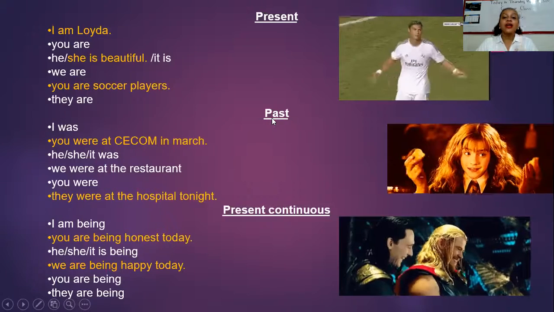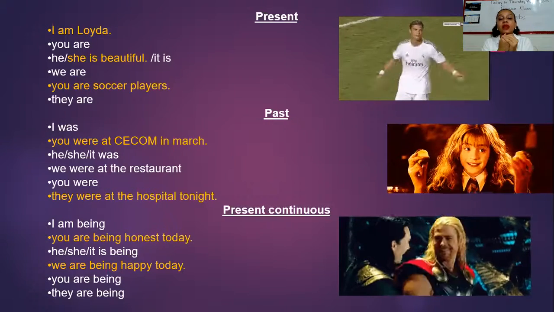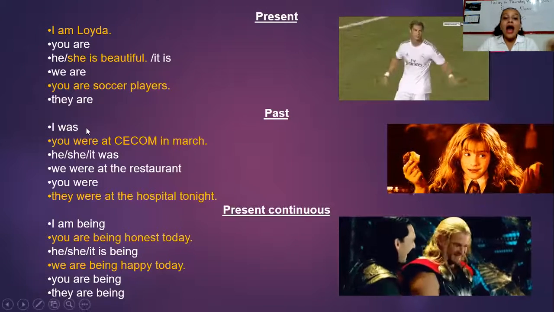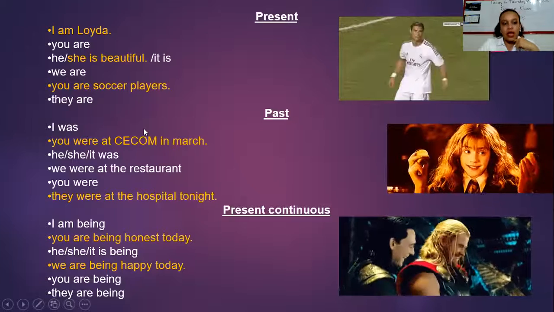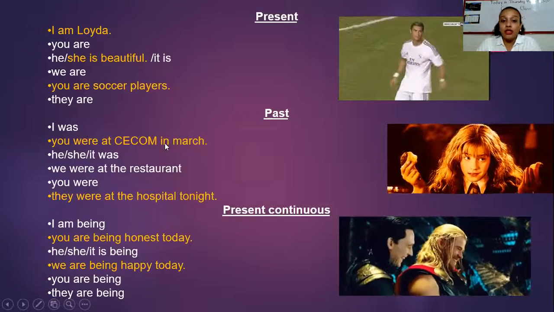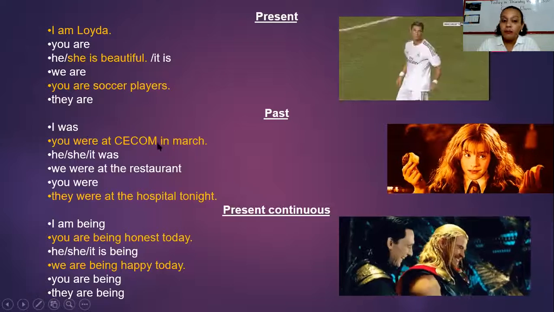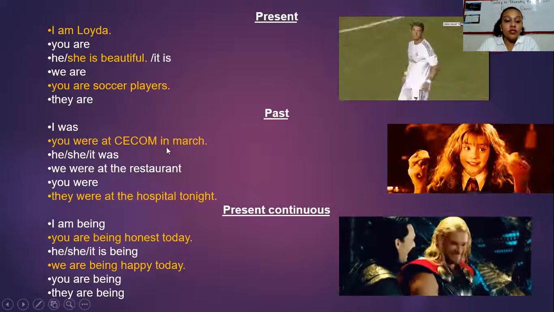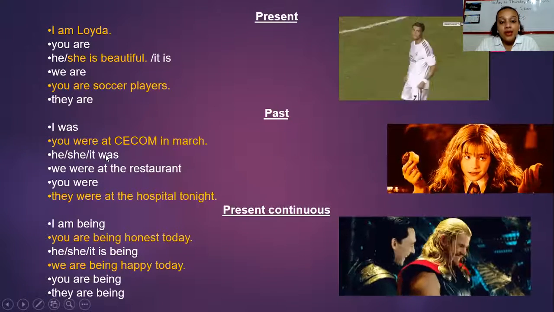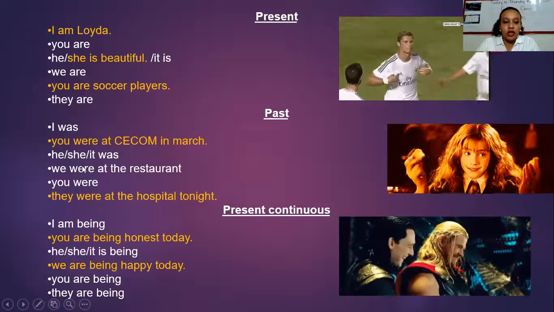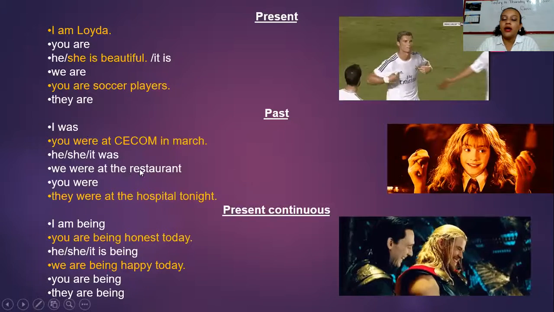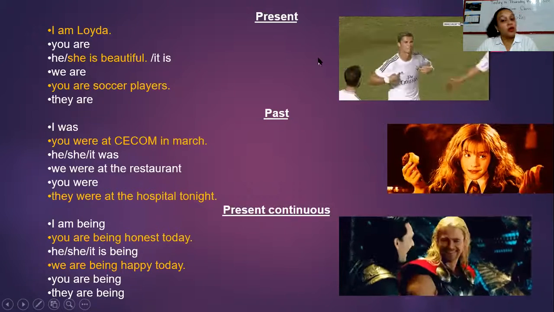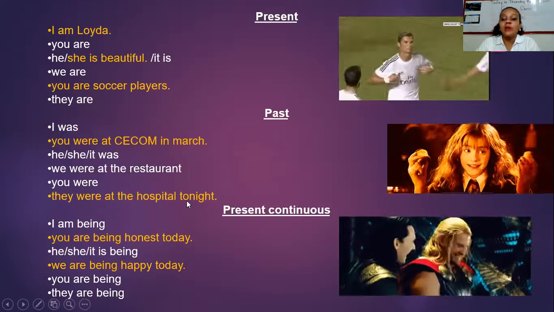In the past, how can I say that I was something or someone, or I was in a place in the past? I was in Juticalpa yesterday. You were at Secom in March. You and me, we were at Secom in March. Yes, we were there the first 12 days. He was at Secom yesterday. She was at Secom yesterday. It was at Secom yesterday. We were at a restaurant. You were my students last year. They were at the hospital tonight.